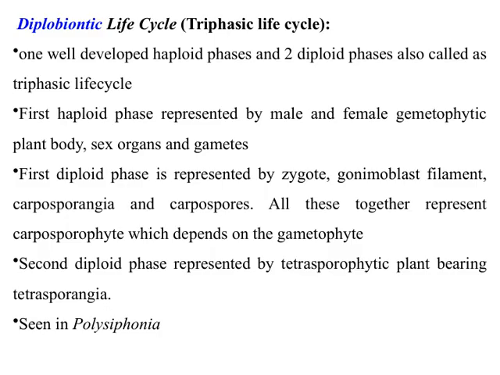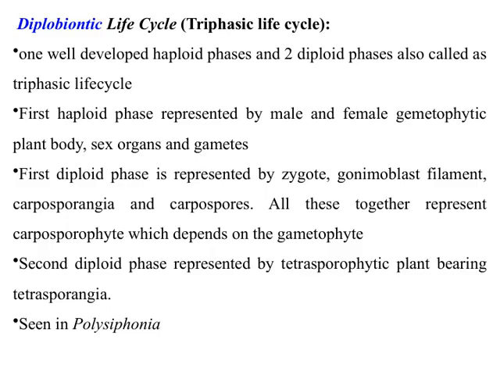Next, we move to the first diploid phase, which is a bit more complex. It begins with the zygote, formed after fertilization, and then develops into structures like gonimoblast filaments, carposporangia, and carpospores. Collectively, these form what's called the carposporophyte. An important point here is that this phase depends on the gametophyte for its existence, meaning it remains attached and reliant on the haploid plant.